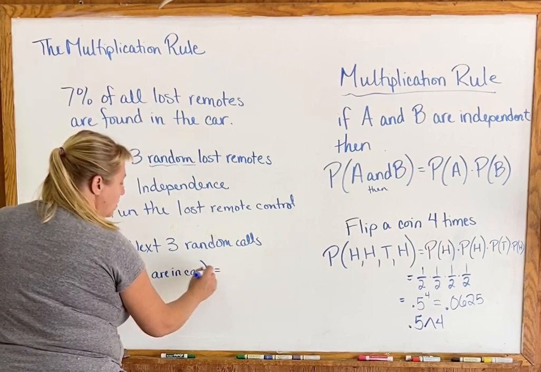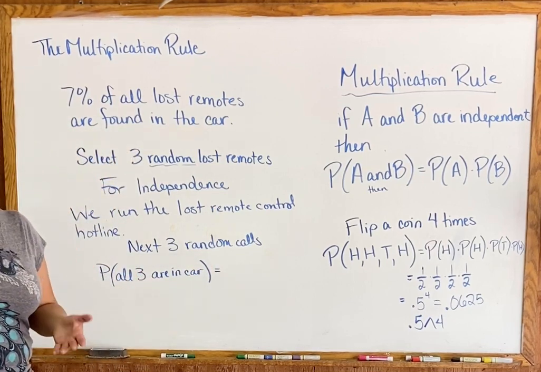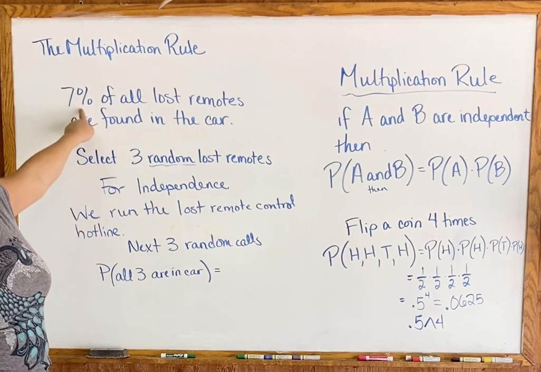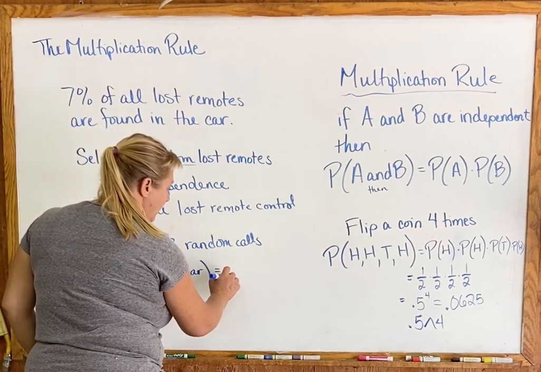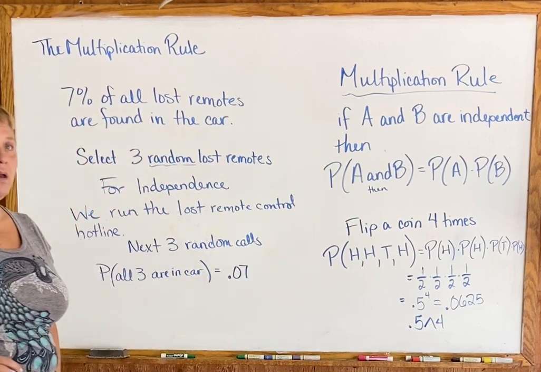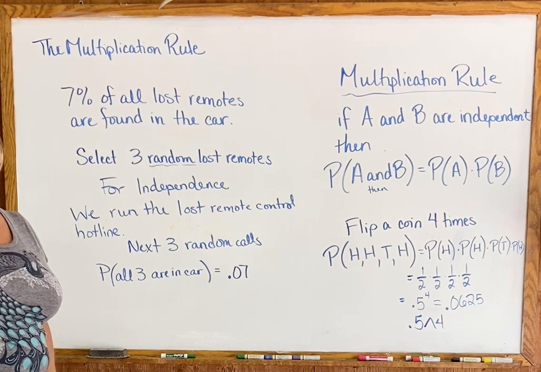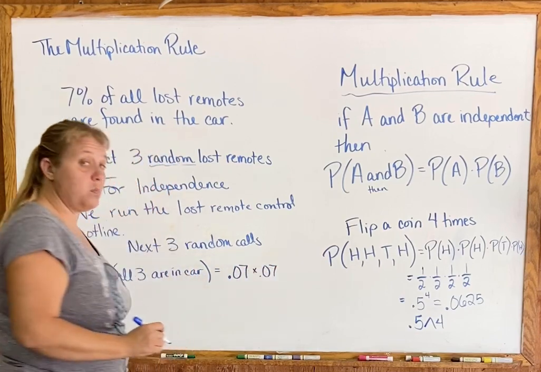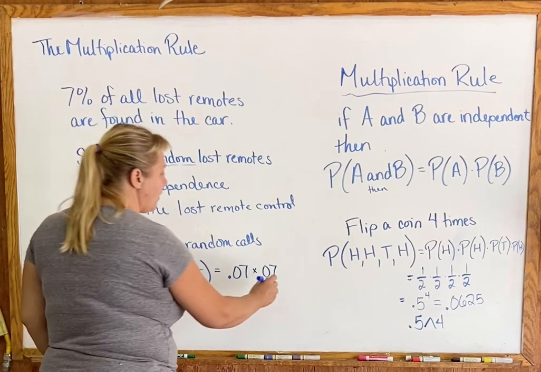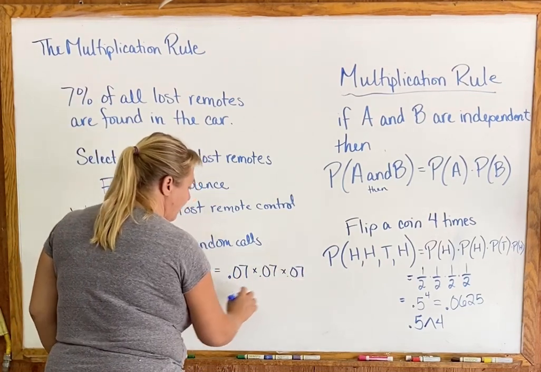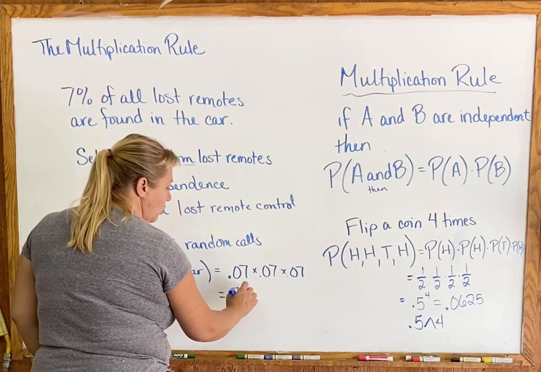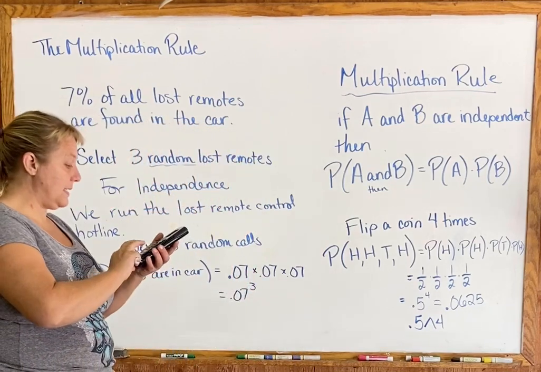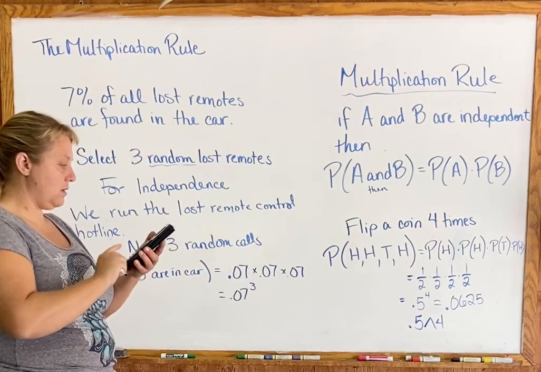So what we need to do is find the probability the first one is in the car. So what's the chances that the first remote control is in the car? Well, the only number we have is 7%. So turn it into decimal, 0.07. Okay. We find that one, it's in the car, and then the next person calls in. The probability theirs is in the car is also 0.07. And then the third one would also be a 0.07. So we can either put that into our calculator or 0.07 to the third power. Let me see. 0.07 to the third power.